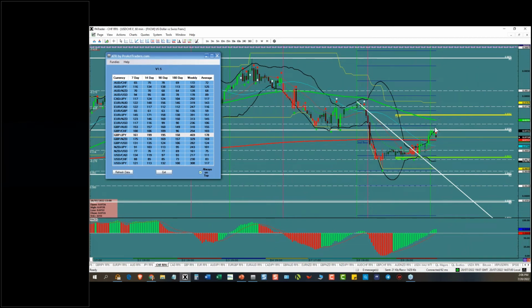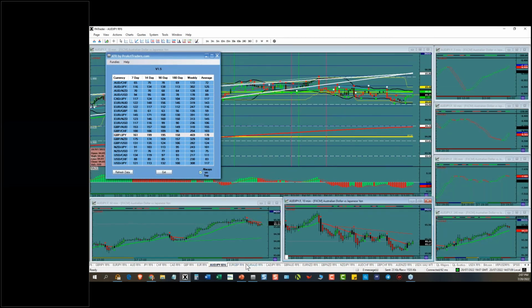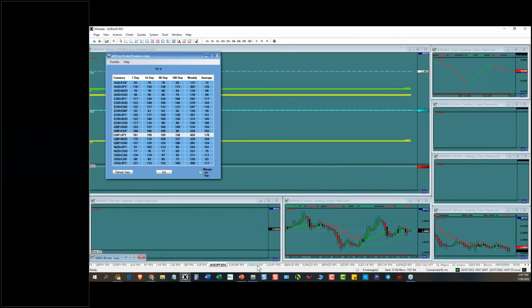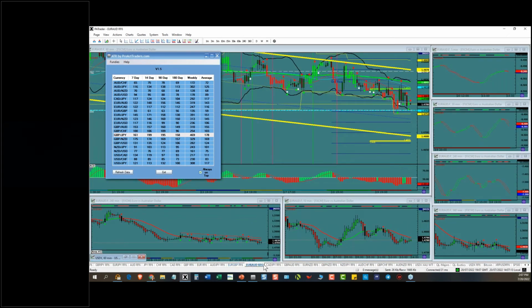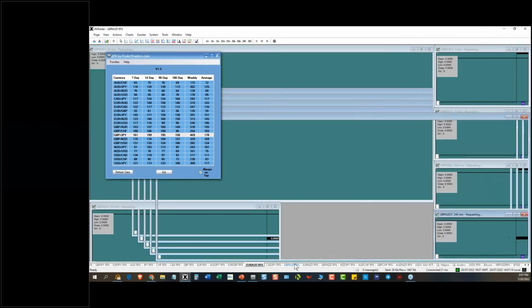Right there, it's only got about 40 pips, maybe 30 pips left right there. Trade 1, trade 2, trade 3 to the upside. All right. Go to Aussie again. Nothing happening there. Let's go to Euro Aussie. All right. Nothing happening there. The market's pretty dead today.